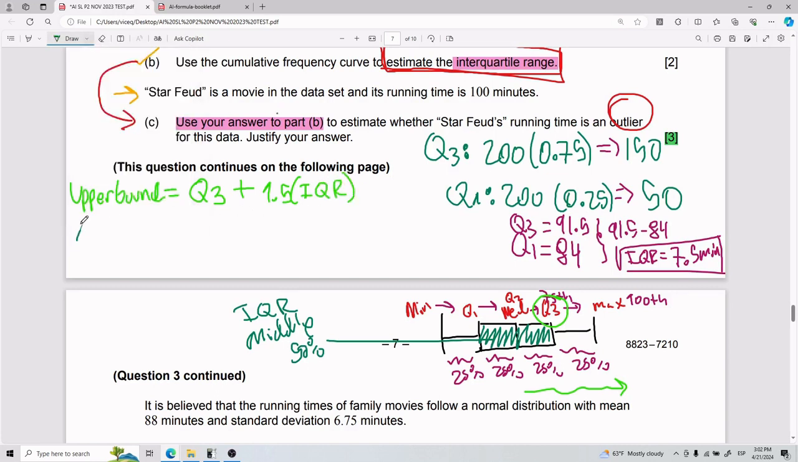And as you would expect, for the lower bound, instead of Q3, you use the quartile that is more on the left, so it would be Q1. And because you're going to the left, you would actually do negative. So it would be Q1 minus 1.5 IQR. So there you have figured out how to calculate the bounds.